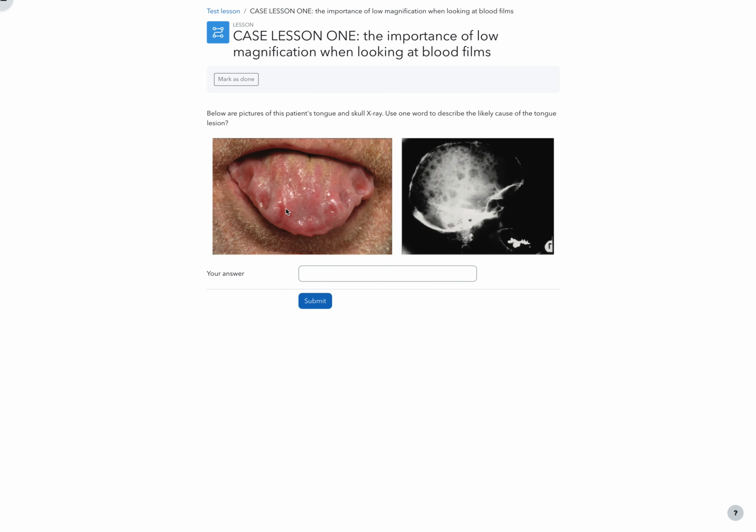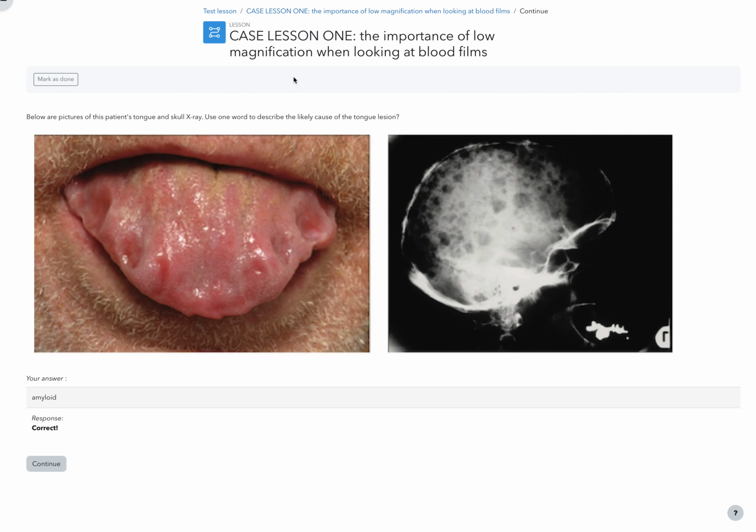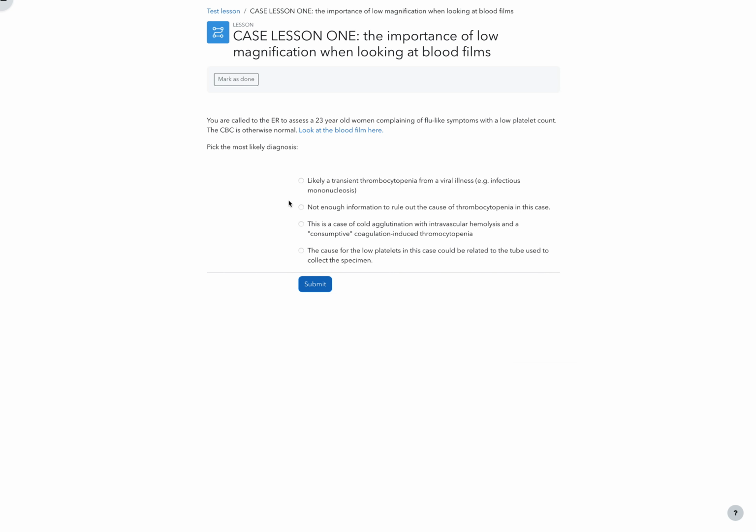You continue on, it asks you, this same patient, what is the likely lesion of this tongue from, and you enter the answer. And you get an immediate response. You continue on, and we look at another blood film here, and a question of a 23-year-old woman. You're called into the emergency room with a low platelet count.